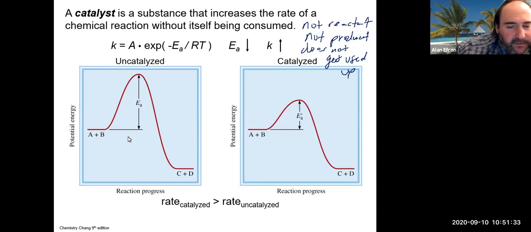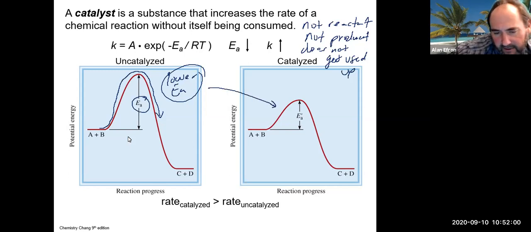And what it ultimately does, in terms of an energy diagram like what we see here, is, if you remember, the rate is going to be determined by this activation energy. So that's the hill that those reactants have to climb to get to the other side. And usually what a catalyst does is lower the activation energy. So a catalyst will lower the activation energy.